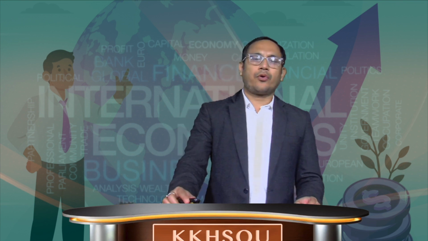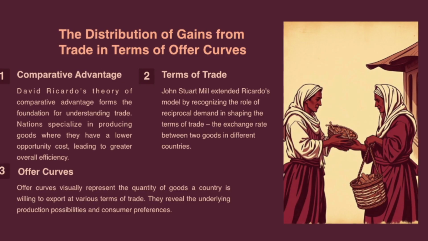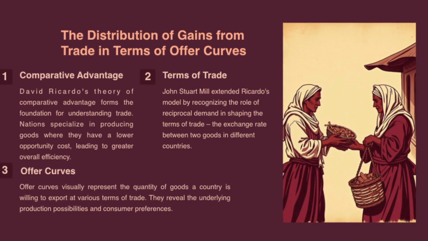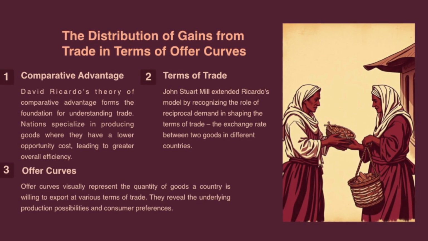Now whenever you are trying to explain the distribution of gain from trade in terms of the offer curve, we have to explain John Stuart Mill and his concept of reciprocal demand. That is the demand of one country when there is a change in price of a commodity in another country. John Stuart Mill's theory of reciprocal demand builds upon David Ricardo's comparative advantage, and it explains how trade takes place between nations.